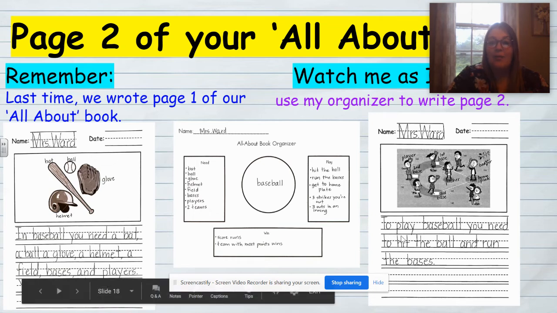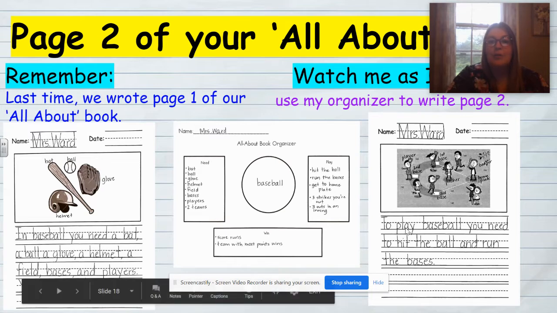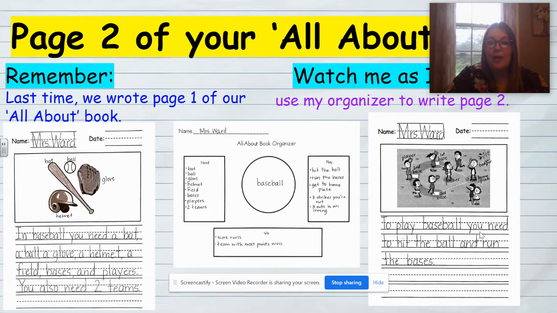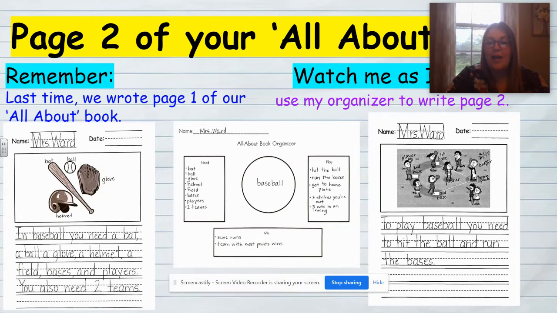Again, I have a lot of red words and a lot of words I could find on my organizer to help me spell them. To is a red word, play I could find right here, baseball I could find right in the middle of my organizer, you is a red word, need I could find right here, and then I just used information in my box to help me write the rest of it. And then of course, a sketch and some labels.